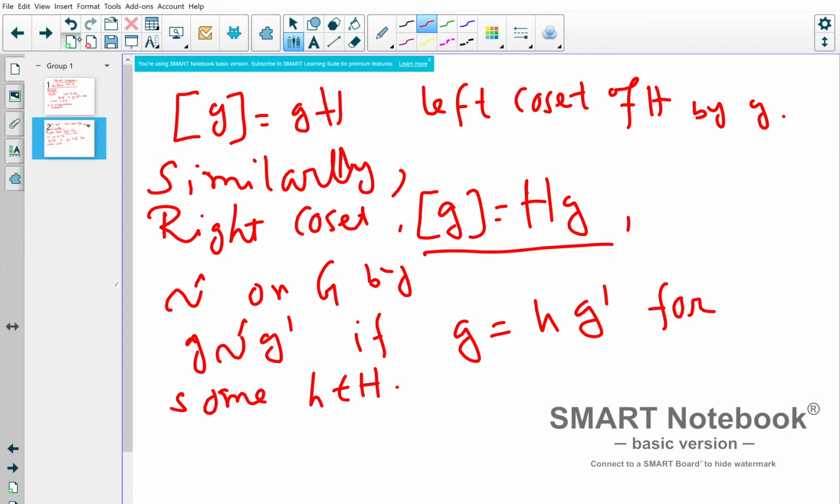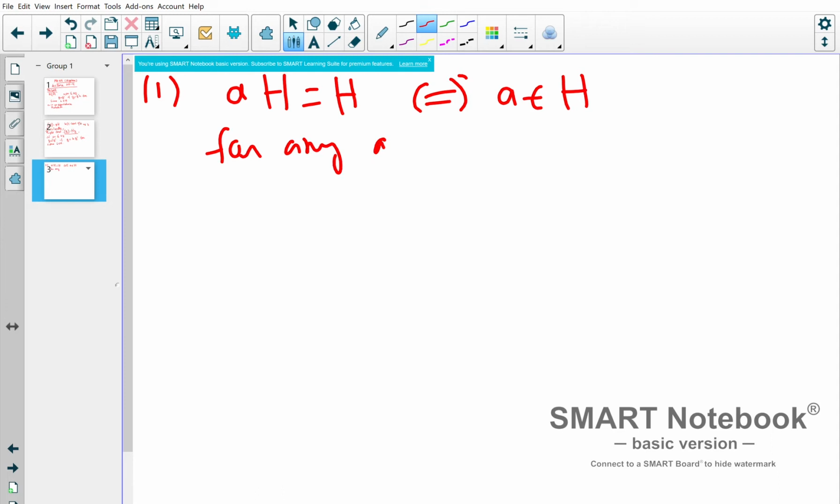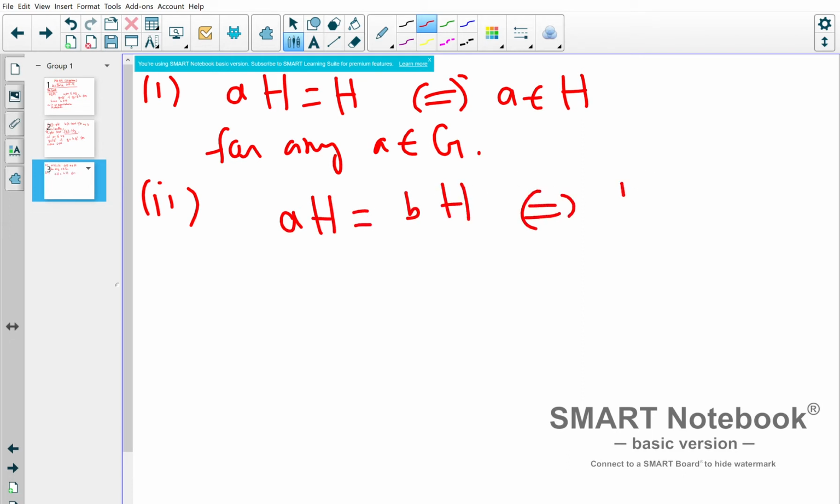We also showed that it has a few properties. For example, the basic important property is that AH equals H if and only if A belongs to H, for any A belongs to G. Similarly, another property is that AH equals BH if and only if B inverse A belongs to H. This property you already know.